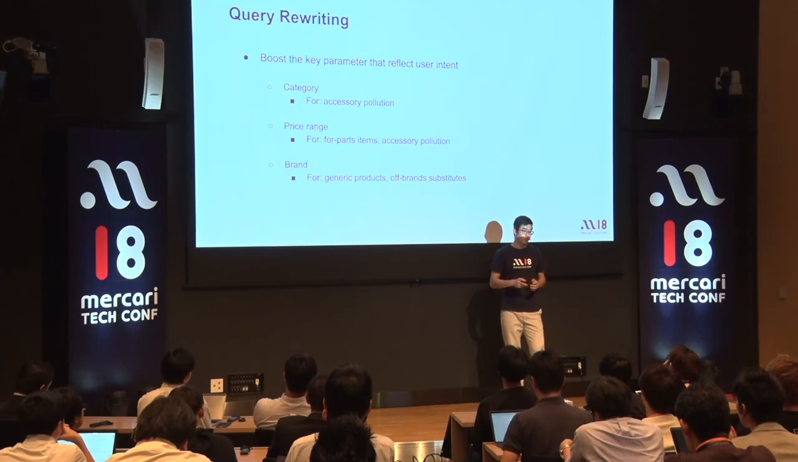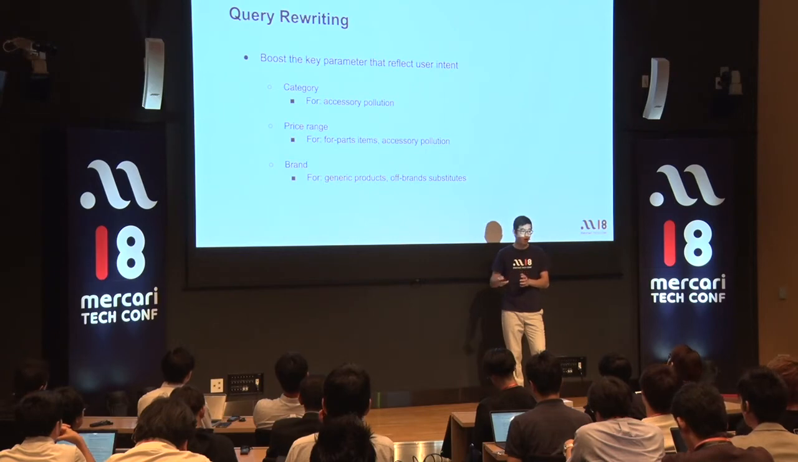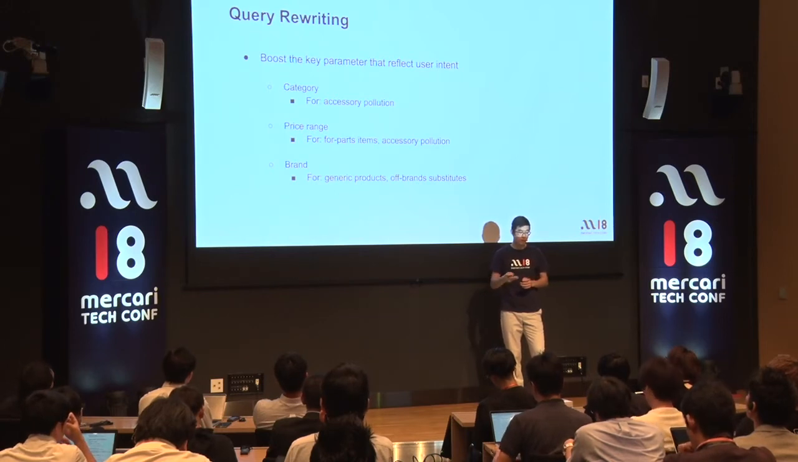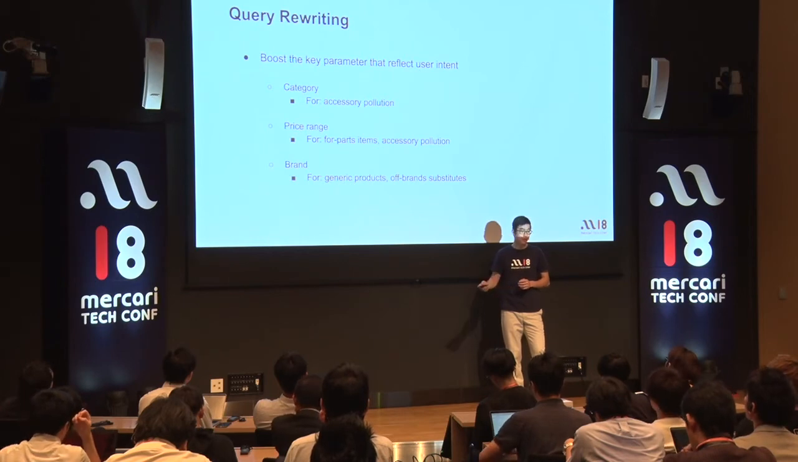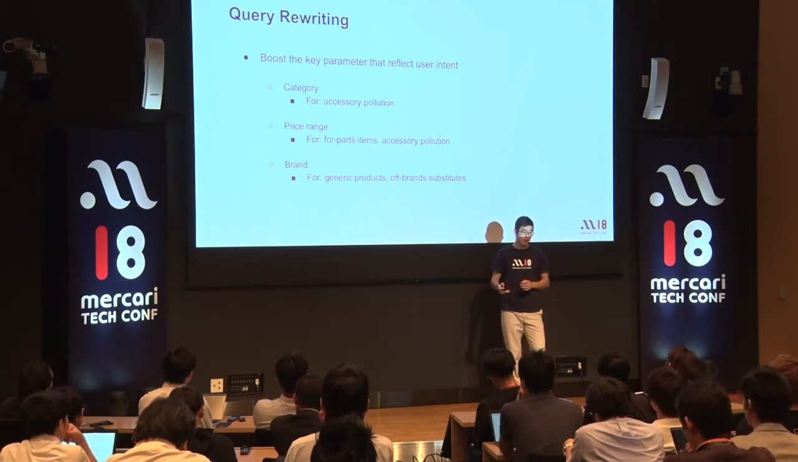And boosting price range often works for eliminating for-parts items. And for some keywords, the search result has too many for-parts items, and that makes it harder for the buyers to actually find a functioning item. So the price range actually works more often than you expect. And for the last one, boosting brand works for eliminating the noise that are generic products or off-brand substitutes.